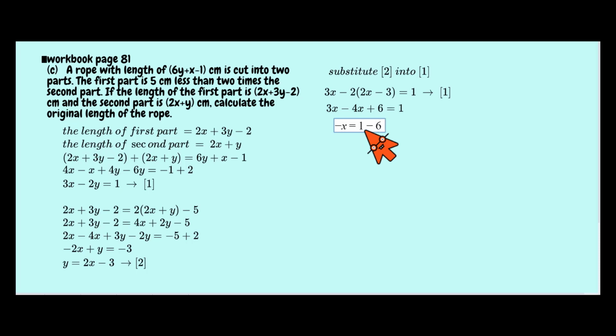Minus 6, which we get negative x equal to negative 5. After that we get x equal to 5. So now we are going to find out the value of y by substitution. Okay, we substitute.